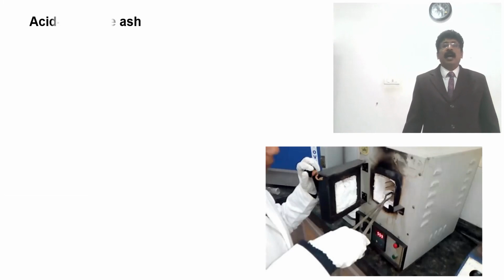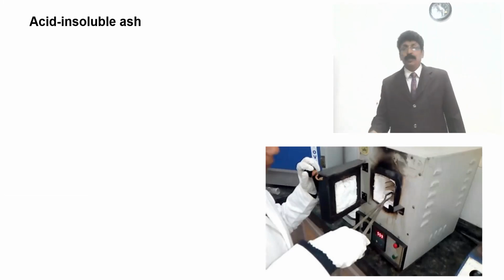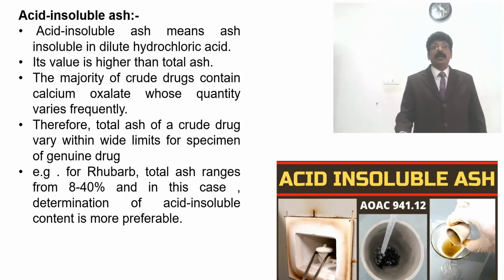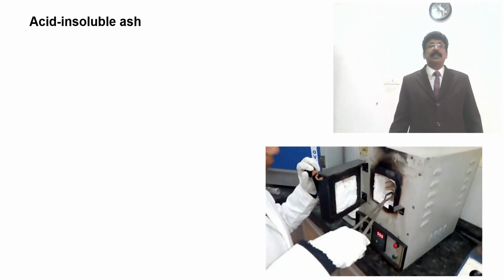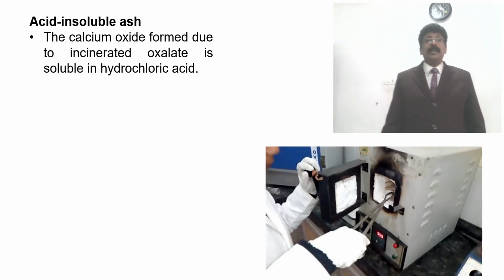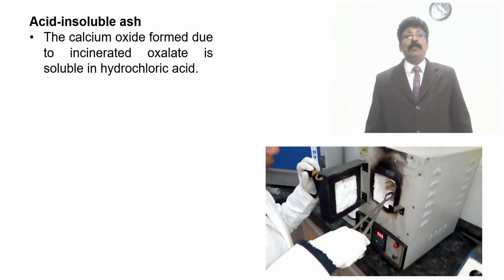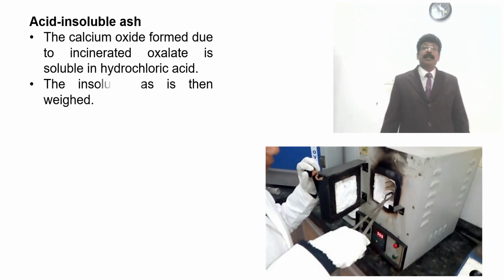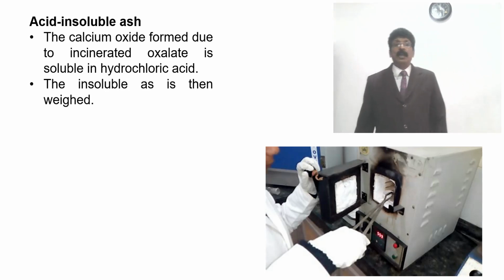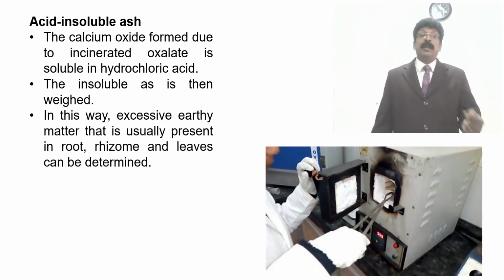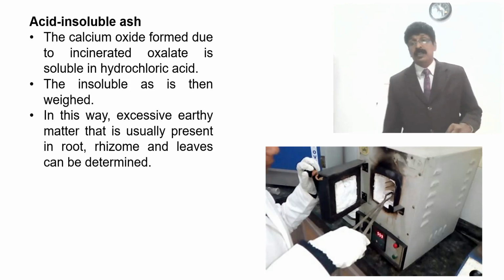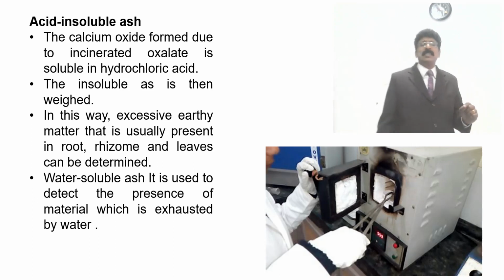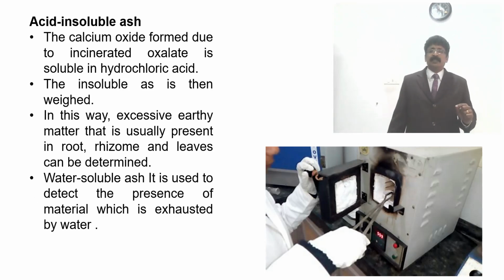And this is about acid insoluble ash. For example, the calcium oxide formed from the calcium oxalate is soluble in hydrochloric acid. The insoluble ash is then weighed, and this may indicate earthy matter that may usually be present in the root, rhizome and leaves. Water soluble ash is used to detect the presence of material which is exhausted by the water.